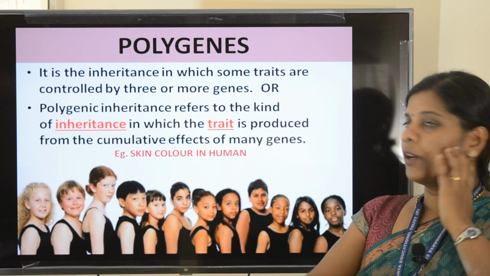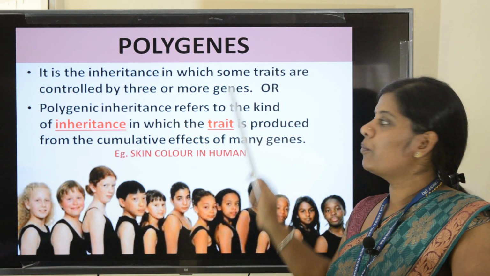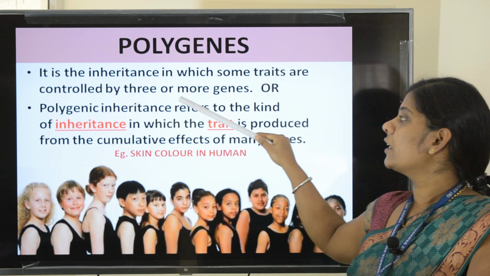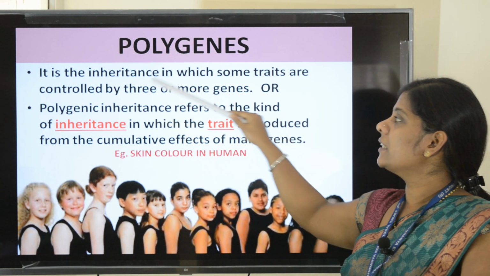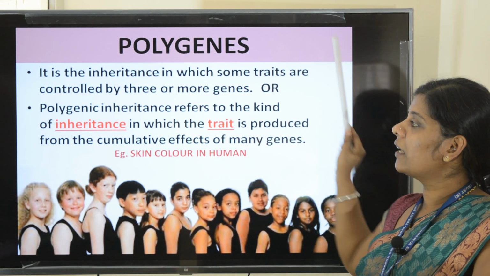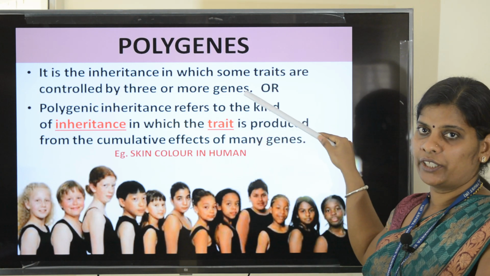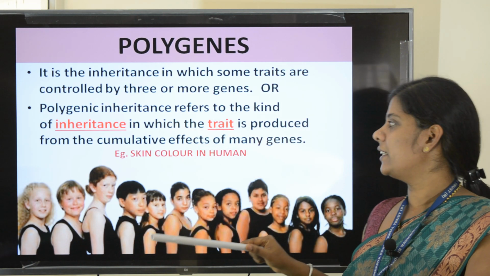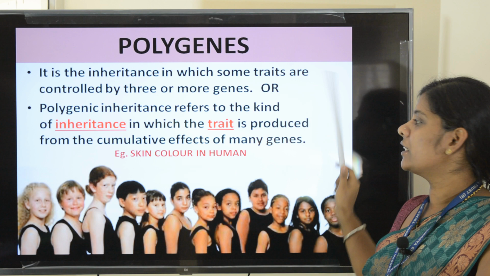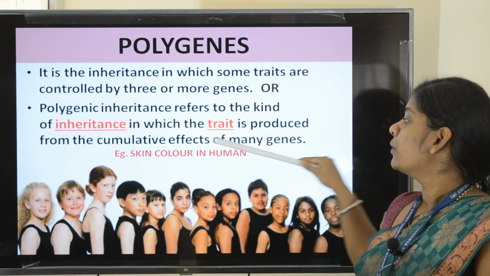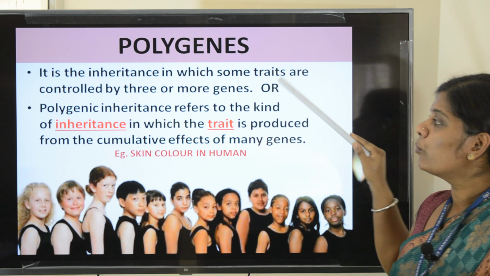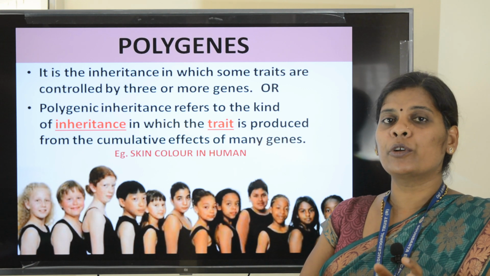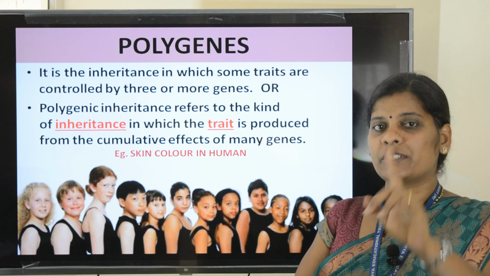Now we will move to polygenes, a very important concept. It is the inheritance in which some traits are controlled by three or more genes. Polygenic inheritance refers to the kind of inheritance in which the trait or character is produced from the cumulative effect of many genes. Here two or more genes influence the expression of a single character.